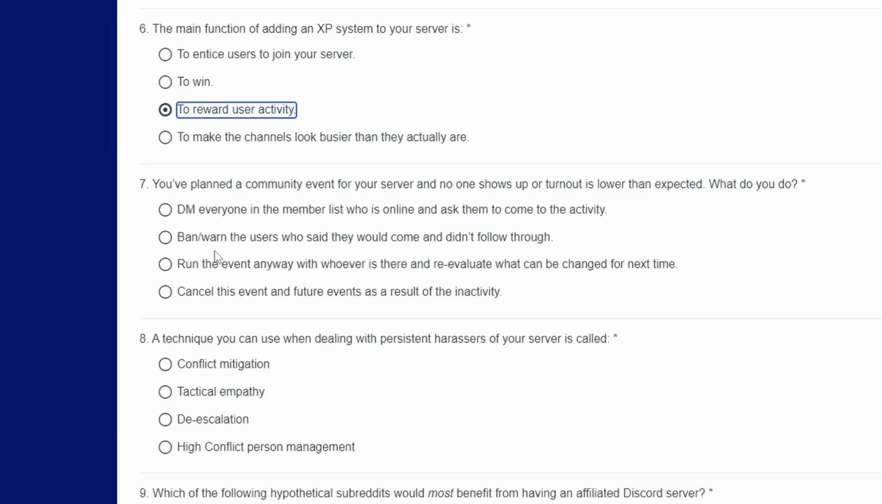So question number 7, this one's quite difficult and I just wanted to highlight it so no one gets it wrong. You planned a community event for your server and no one shows up or the turnout is lower than expected. What do you do? Now, most people might say like, hey, why didn't you join my event? Or they're trying to think about, why did my event fail? Well, the real answer is just ban or warn the users who said they would come but didn't follow through. Those people aren't your real friends.